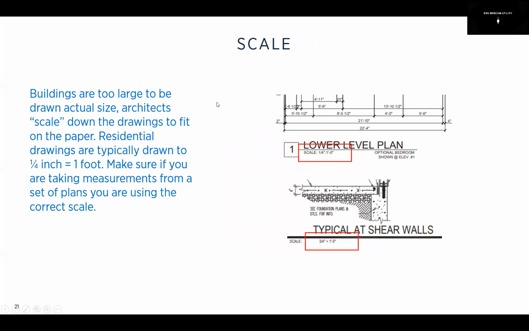So scale, buildings are too large to be drawn actual size. Obviously, architects scale down the drawings to fit on the paper. Residential drawings are typically drawn to 1/4 inch per foot. Make sure if you are taking measurements from the set of plans, you are using the correct scale. It's always listed on the plans. It's on the cover sheet. It's on the individual plans. Always, always, always.